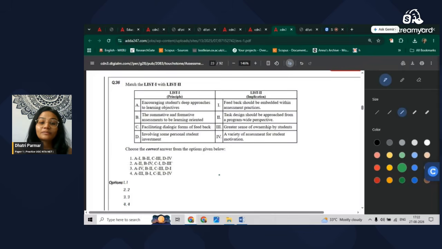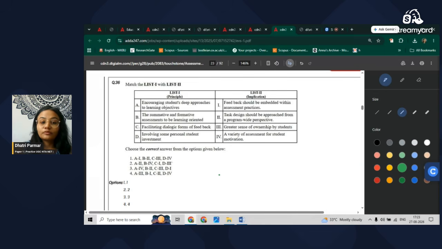Let's have the principle and then the implication. Encourage students' deep approach to learning objectives. Okay, the summative and formative assessment to be learning oriented. Okay, facilitating dialogic forms of feedback. Okay, involving student investment. Now let's see the implication. Feedback should be embedded with assessment practice.